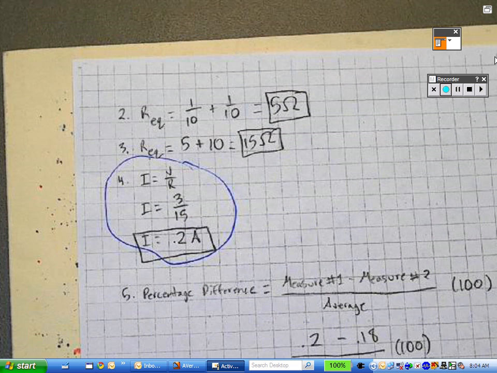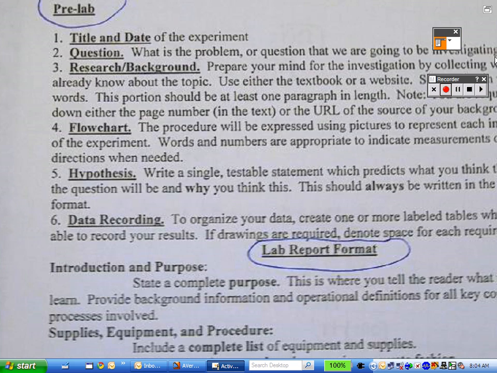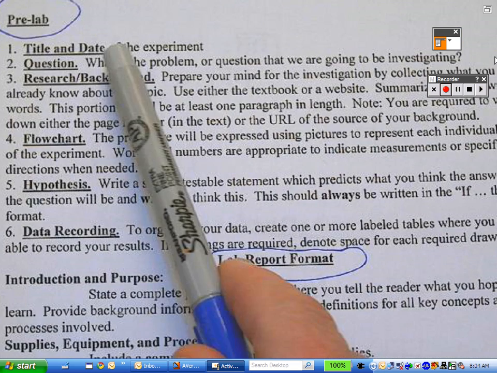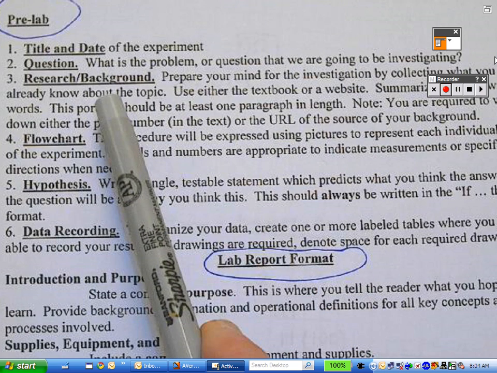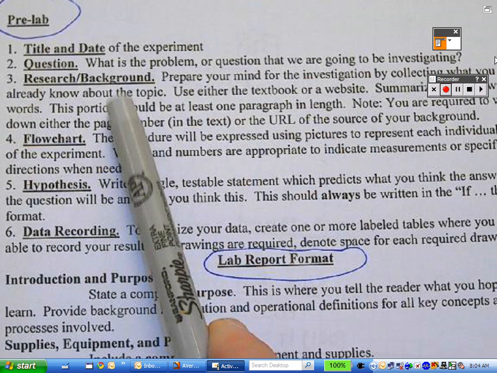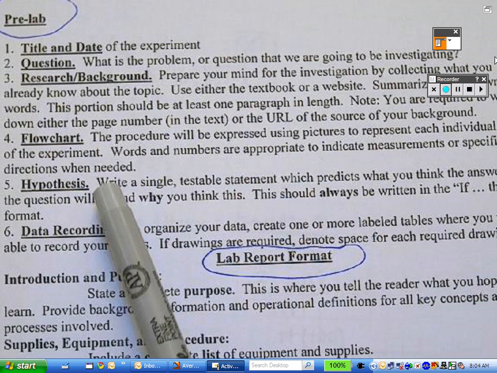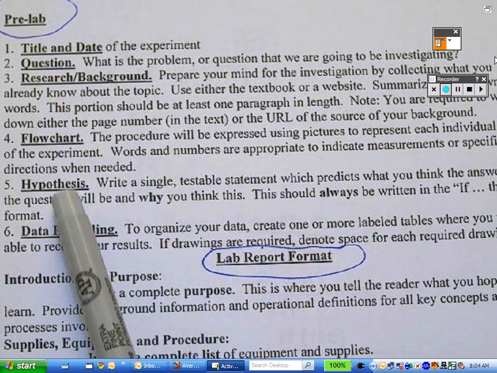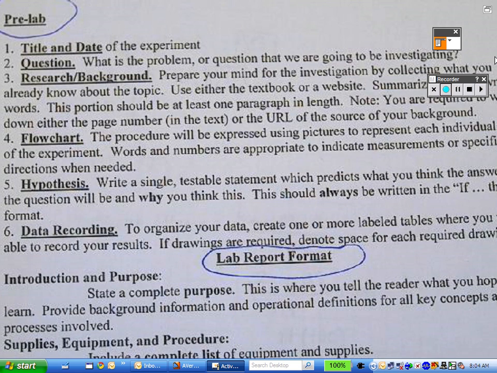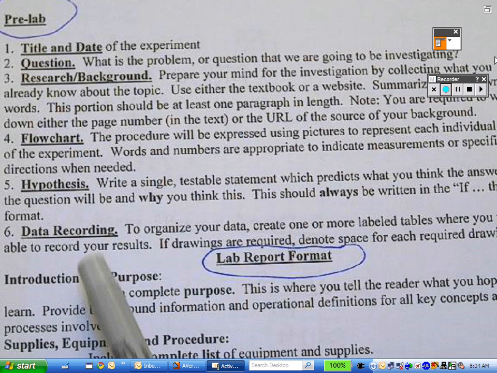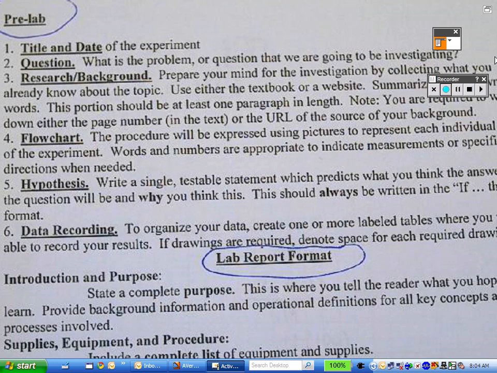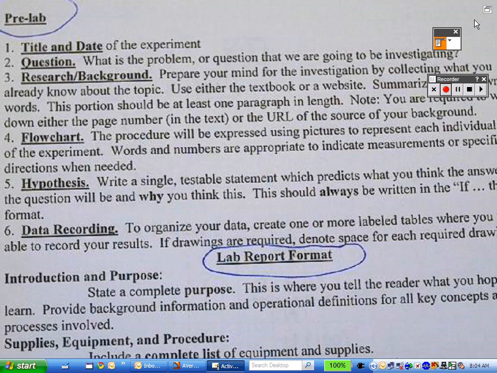So hopefully you understand some more details about the pre-lab. The pre-lab, remember, will only take a few minutes. It'll be the title and date, the question, a little research and background, which I will help you to figure out, and a flow chart. These are the biggest parts. The question and the hypothesis are just sentences, and then a data table. And after that's finished, I'll put a stamp on your pre-lab and it will be ready for the experiment. I hope this helped.